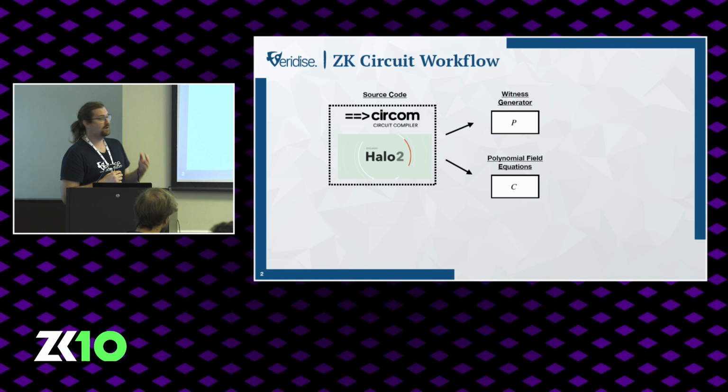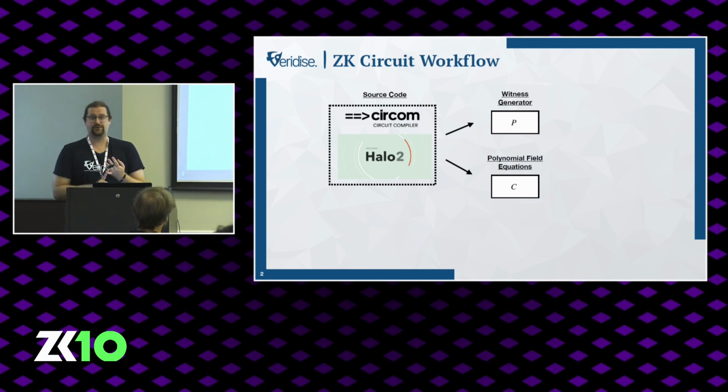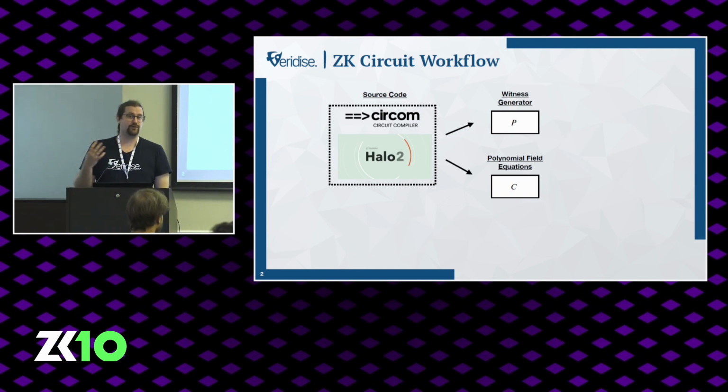Basically, the way a ZK circuit works is you're going to have a circuit written in some language. That could be Circom, Halo 2, Arkworks, Snarky 2, it doesn't really matter the DSL or the language. But basically what you're going to get out of that is a witness generator, which will generate your witness. That witness is going to include an assignment to all of your signals. And then you're also going to get a set of polynomial field equations.